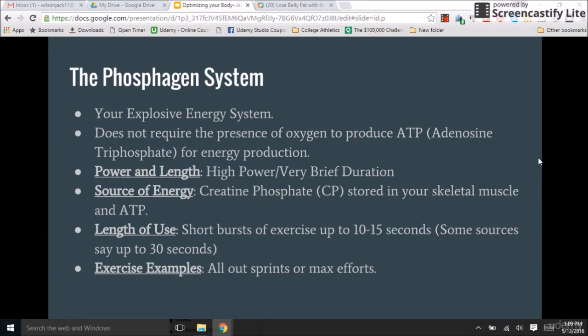The length of use for the phosphagen system is very short bursts of explosive exercise, up to 10 to 15 seconds, so very short, as you can see. Some sources also say that it can be used up to 30 seconds, but the explosiveness and the delivery of that is really going to diminish after the initial 10 to 15 seconds. Some exercise examples of this are all-out sprints or max efforts that you would see in something like Olympic lifting or jumping.